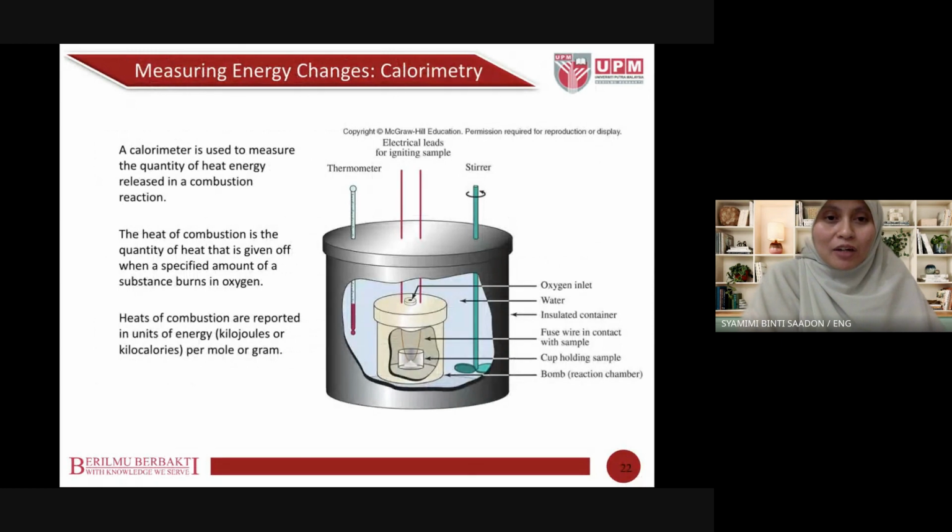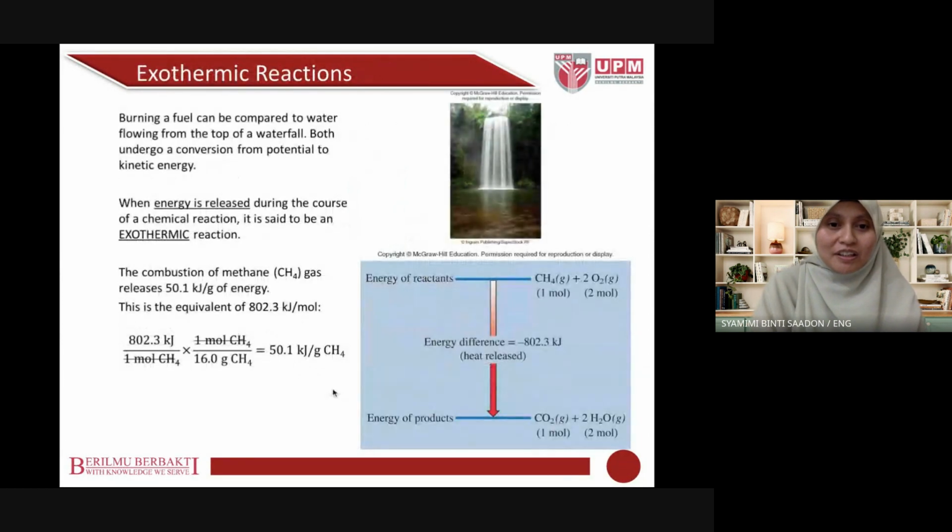A calorimeter is used to measure the quantity of heat energy. This is one example of a device to measure the enthalpy just now, the thermal energy released during a combustion reaction. Then other definitions: exothermic and endothermic. Exothermic reaction: burning a fuel can be compared to water, when energy is released.